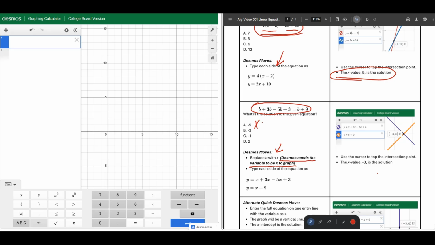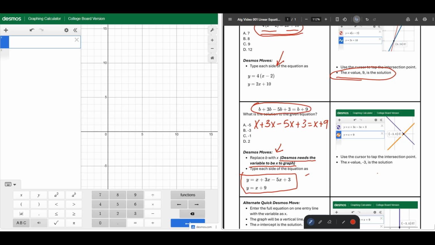So you need x plus 3x, subtract 5x plus 3 equals x plus 9. In order to do this on Desmos, you need to substitute everything in. So then you can come over here. Now, you have the option of, again, writing the left-hand side and the right-hand side on two separate lines, or you are welcome to go ahead and type in the entire equation all at once.